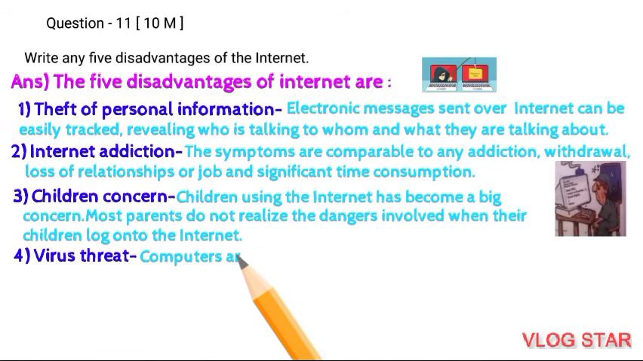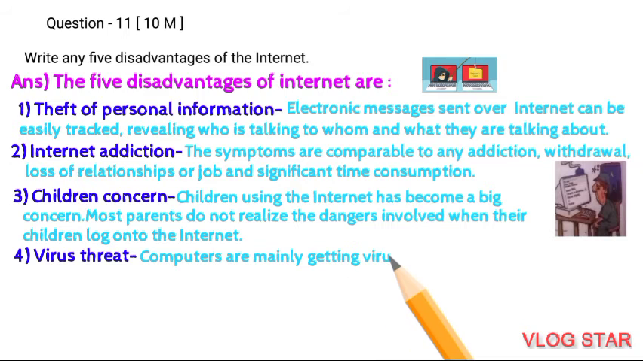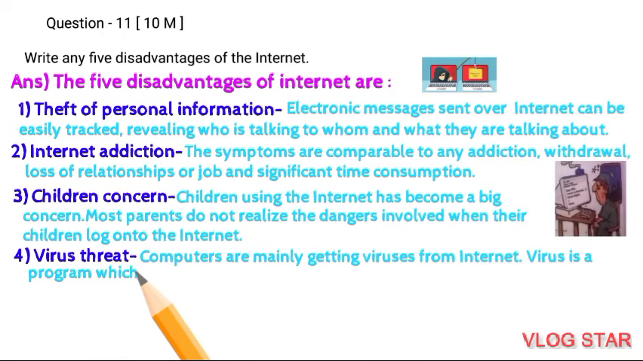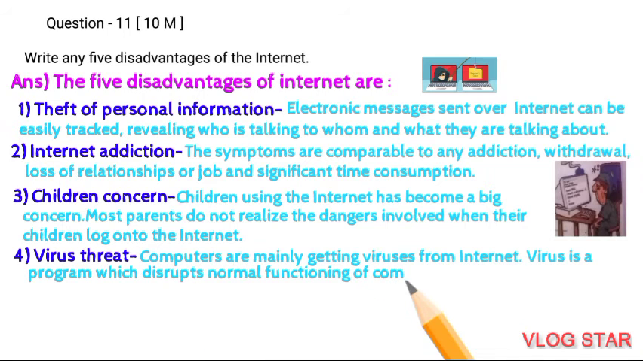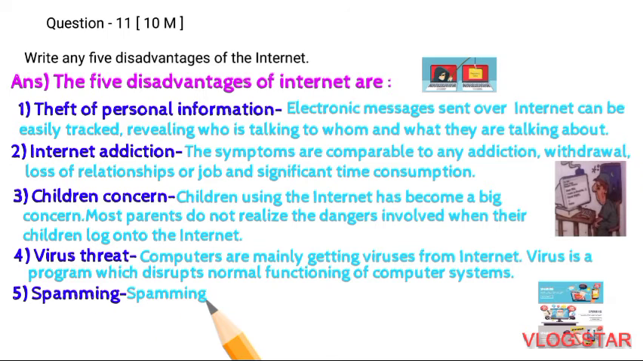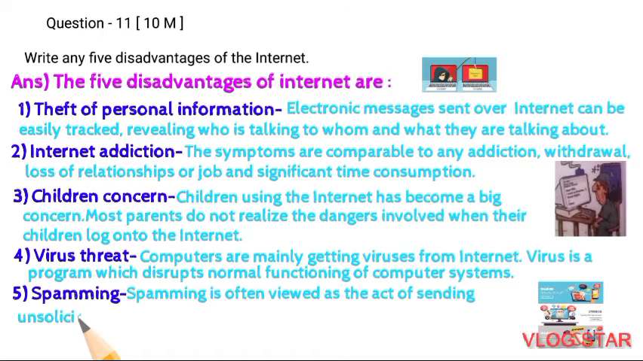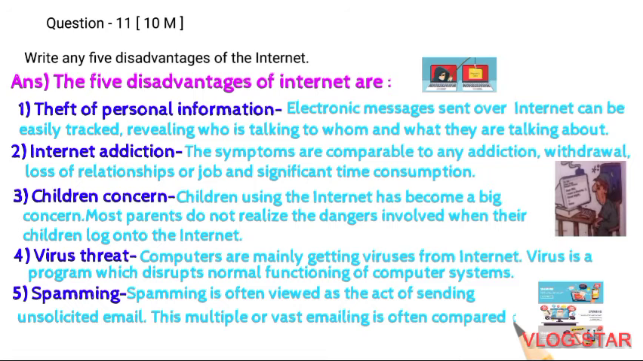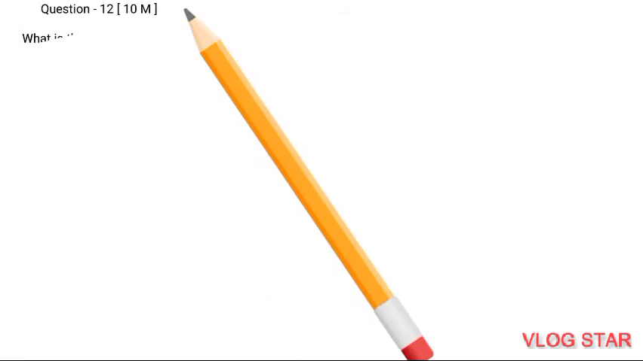Fourth one, virus threat. Computers are mainly getting viruses from internet. Virus is a program which disrupts normal functioning of computer system. Fifth one, spamming. Spamming is often viewed as the act of sending unsolicited email. This multiple or vast emailing is often compared to mass junk mailings.